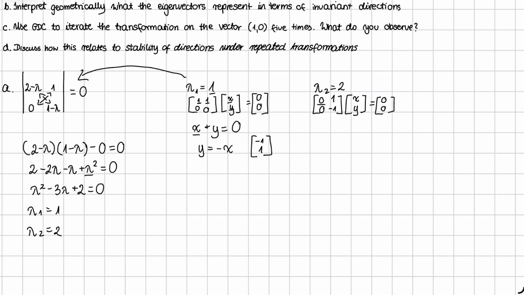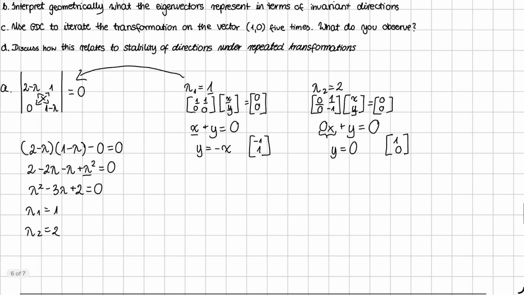And the same, here we have 0 times x plus 1 times y, so plus y equals 0. Of course 0 times x is just 0, so y is 0. So we are given that y is 0, and we can substitute as x any value, so for example 1. So this is our first eigenvector that corresponds to our lambda 1, that is 1. And this is our second eigenvector that corresponds to our lambda 2, that is 2.